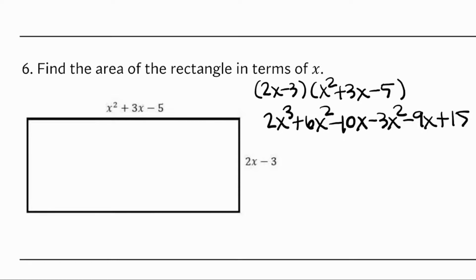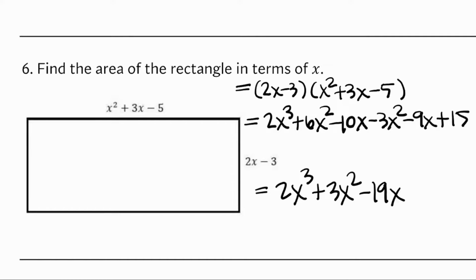And then I will combine like terms, and I'm seeing 2x to the 3, and x to the 2, I'm seeing 6 minus 3 would be positive 3. Negative 10 minus 9 is negative 19x, and positive 15.